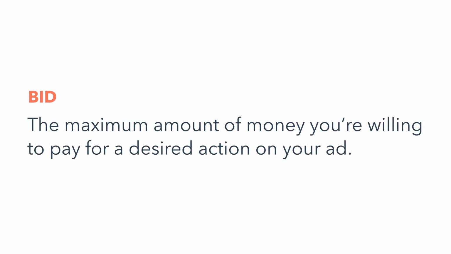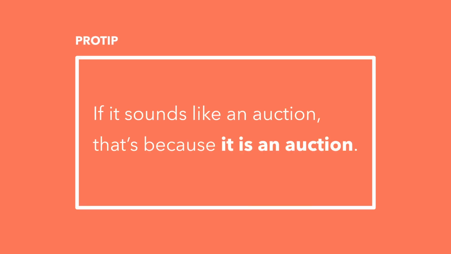So what's a bid? A bid is the maximum amount of money that you're willing to pay for a desired action on your ad. If it sounds like an auction, that's because it is an auction. Ad networks have a limited amount of ad space. And to determine whether your ad or the ads of your competitors are shown to your target audience, they run an auction to see how much each advertiser is willing to pay for that ad space.